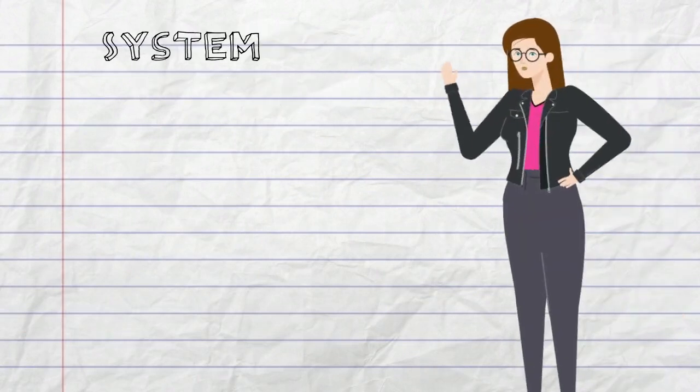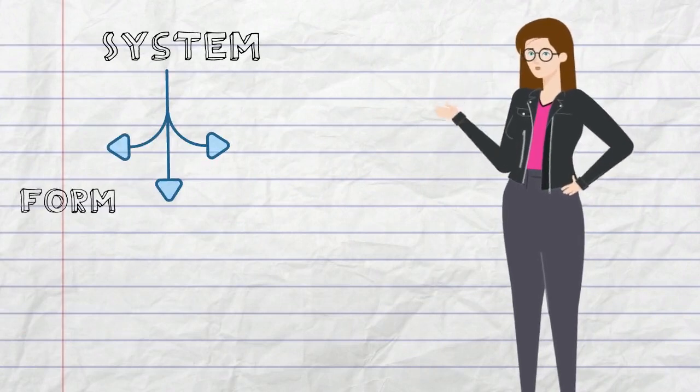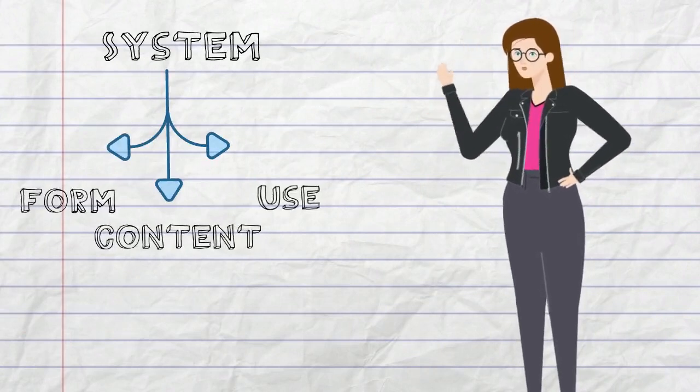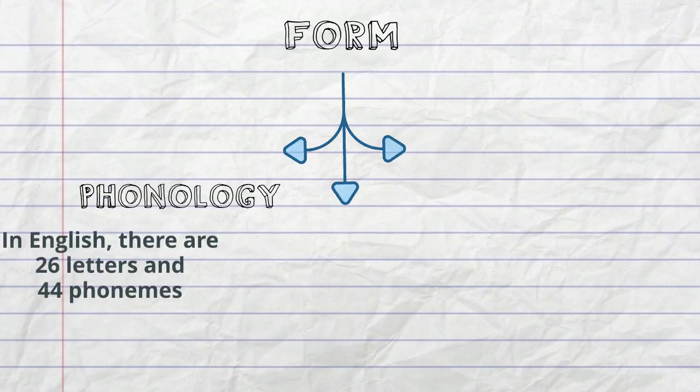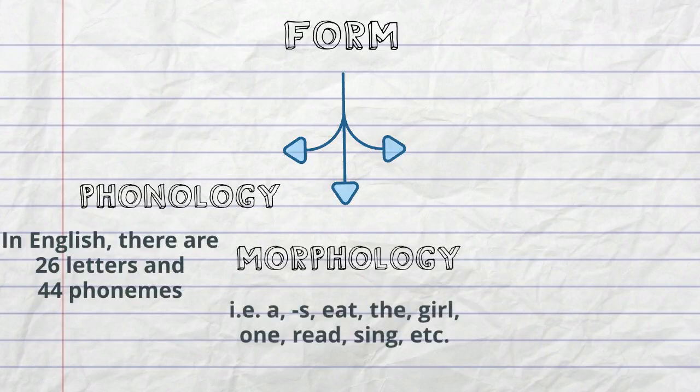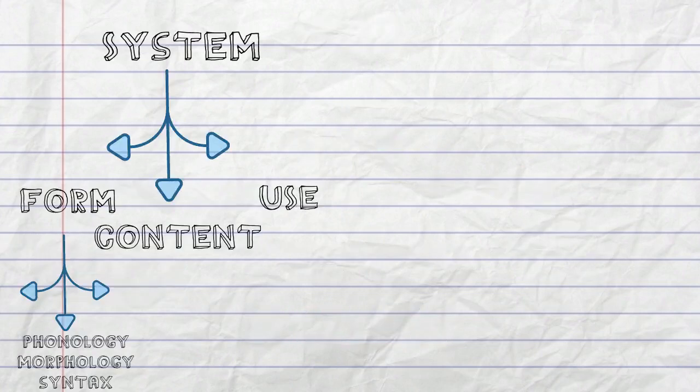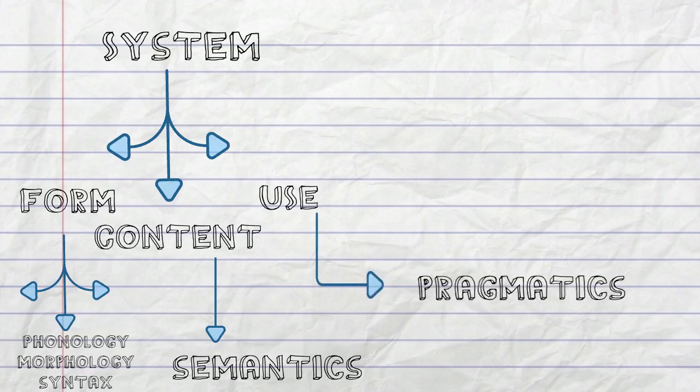What do we mean by system? Well, the system of a language is composed of its form, content, and use. The form of a language refers to its phonology, or the sounds of a language, its morphology, the smallest unit of a language that has meaning, and its syntax, the order of words in a sentence. Content implies word meaning, or semantics, and usage implies pragmatics, or language as a social construct, meaning the social rules of a community or culture.